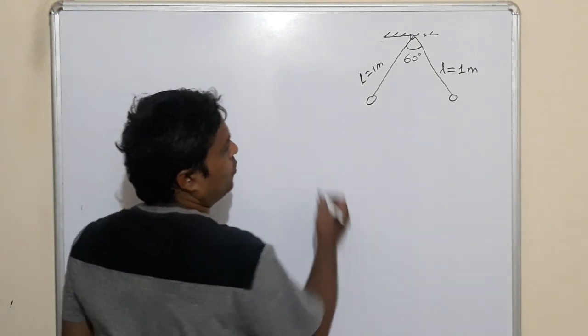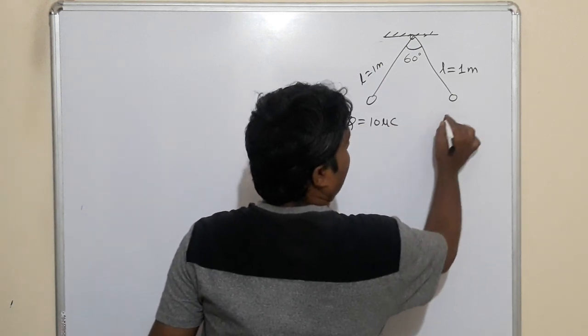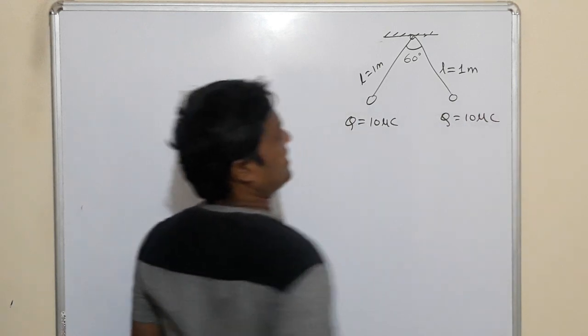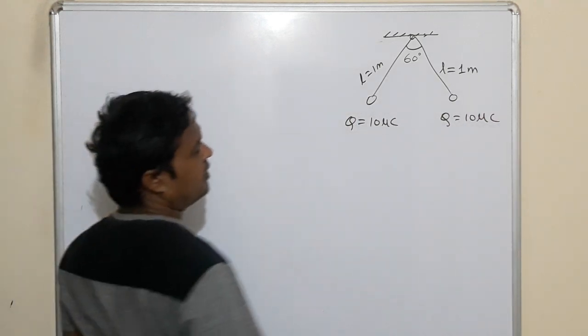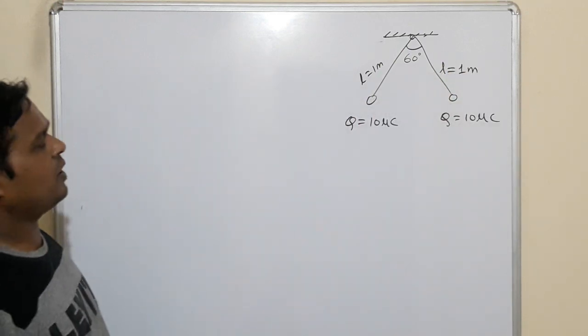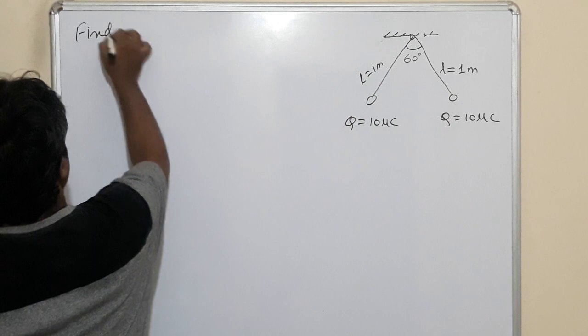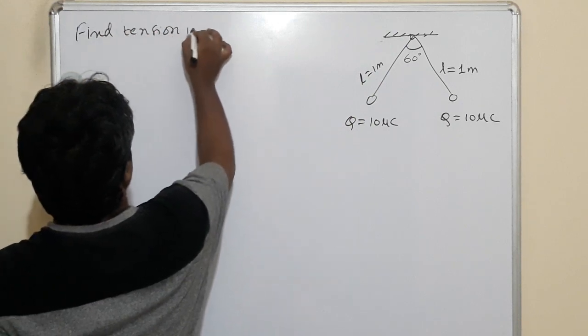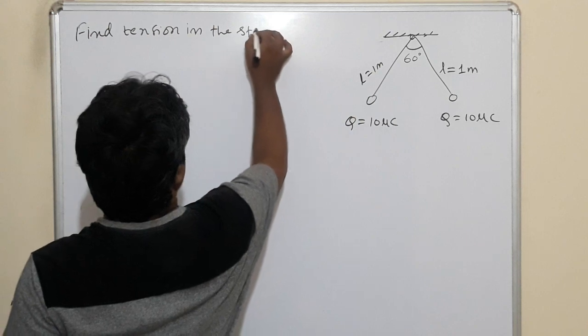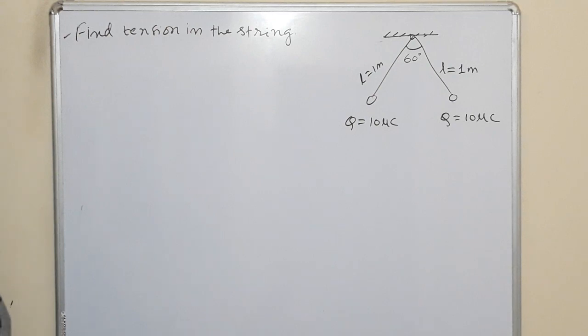Then what they asked is, suppose Q is equal to 10 microcoulombs, a charge of 10 microcoulombs is present on each sphere, whatever may be the distance. So let us suppose this distance is x. Then what they asked you to calculate is, find the tension in the string. Make a note of the question, the situation, and what they ask you to calculate.